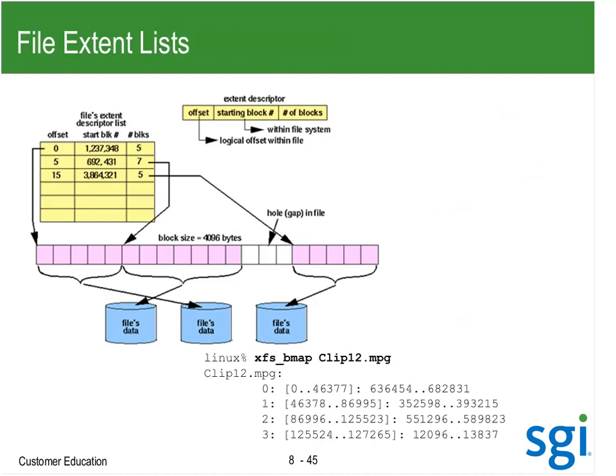So here's an extent concept. An extent list, xfs_bmap will print it out. The first field is the extent number. The second field is the logical offset into the file. The third range is the physical location in the logical volume. This is logical volume, not physical. But if you look here, I'm going from 636 to 352, up to 551, and then down to 12. So it's not only fragmented, but going middle, beginning, middle, beginning.